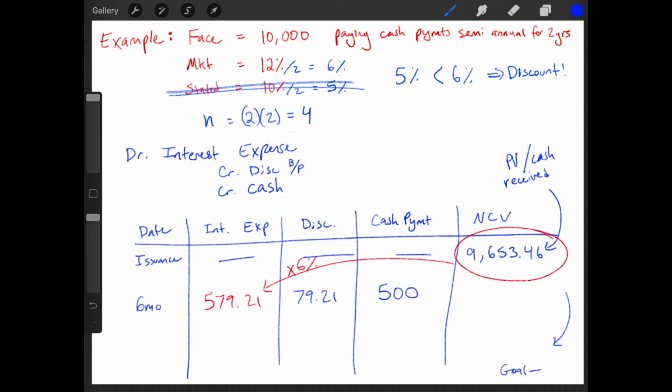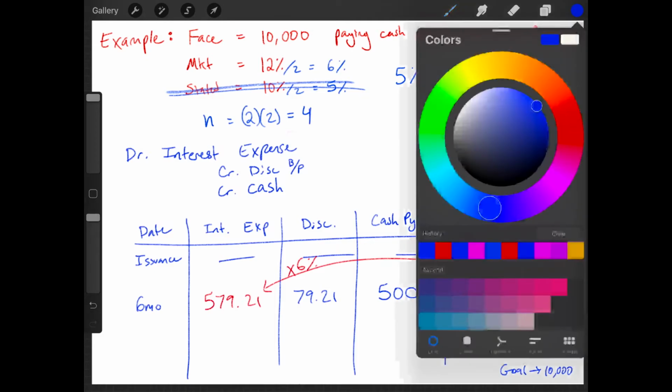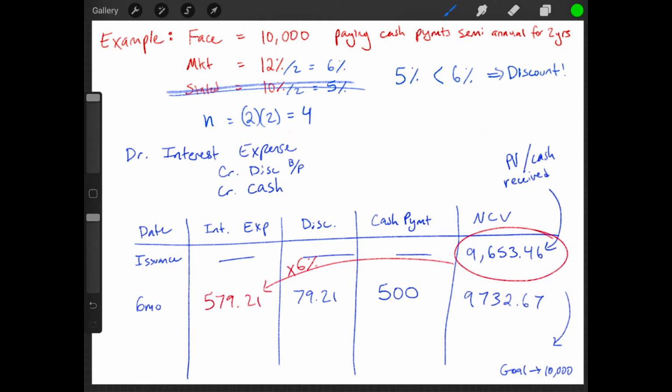And since the goal throughout the life of a bond is to get your net carrying value to equal face, we know that this amortization of our discount on our bond payable is actually going to, in fact, increase our net carrying value. So we'll add that $79.21 to the 9,600-ish amount to get our new net carrying value.